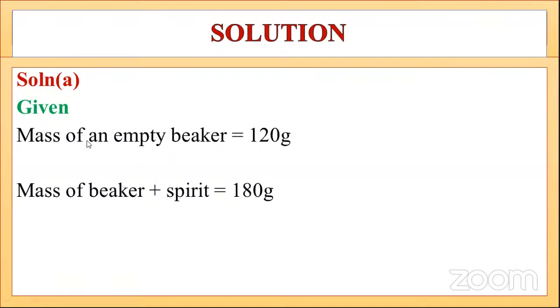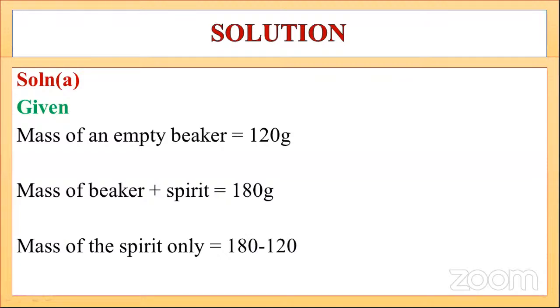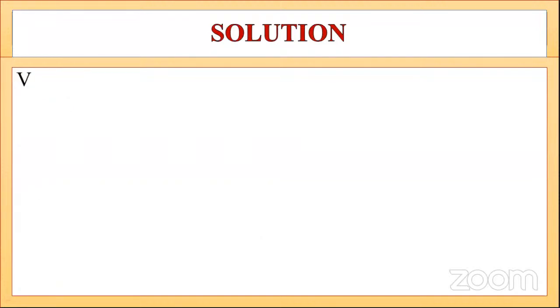We have been given the mass of an empty beaker, which is 120 grams. Is that okay? Yes. We have been given the mass of the beaker and the spirit, which is 180 grams. So, to get the mass of the spirit, we do 180 minus 120 grams, which gives us 60 grams. Very good.